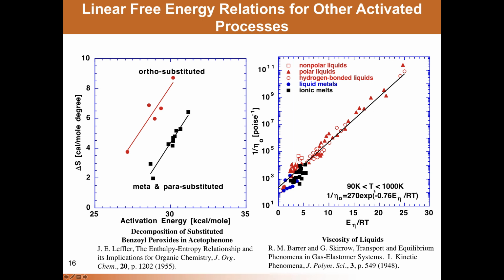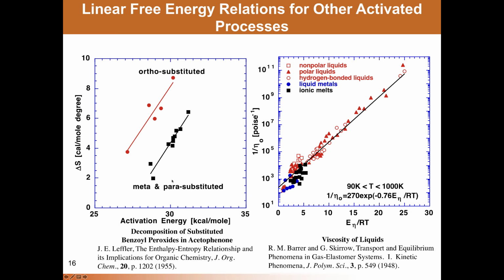The temperature range that is spanned by the data here go from 90 Kelvin up to 1,000 degrees Kelvin, and it encompasses everything from nonpolar and polar liquids all the way up to liquid metals and ionic melts, that is molten salt. And so we find in this case that the front factor on the viscosity equation, or 1 over that front factor, is highly correlated with the activation energy of viscous flow in just a wide variety of materials over a very wide temperature span. It's most remarkable.